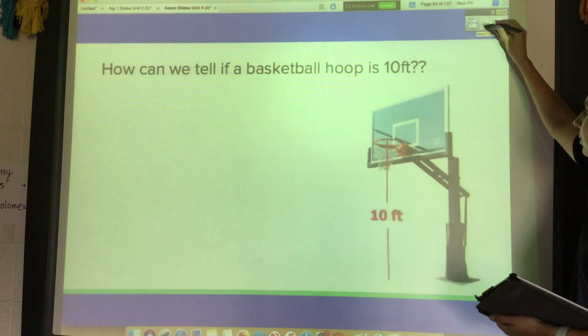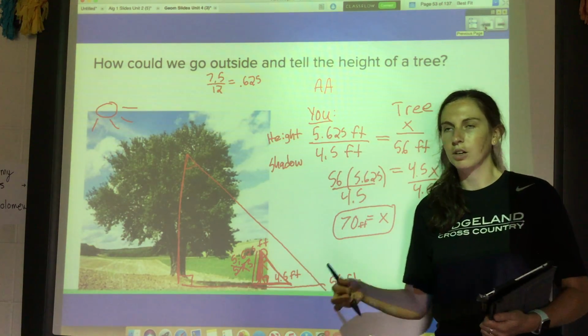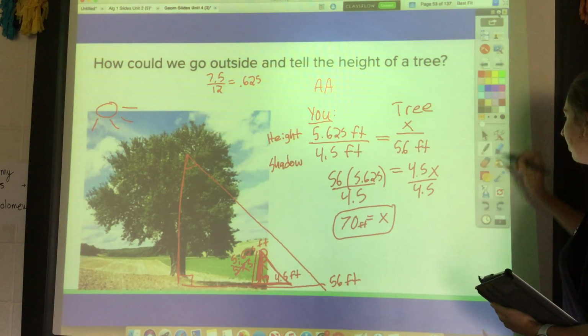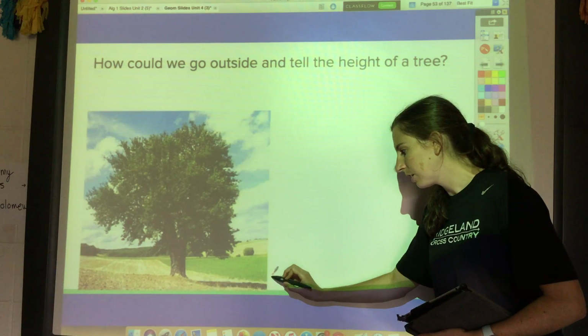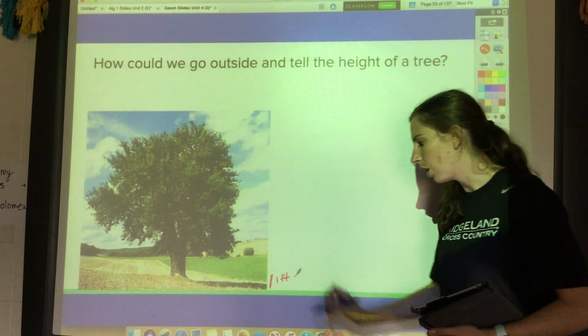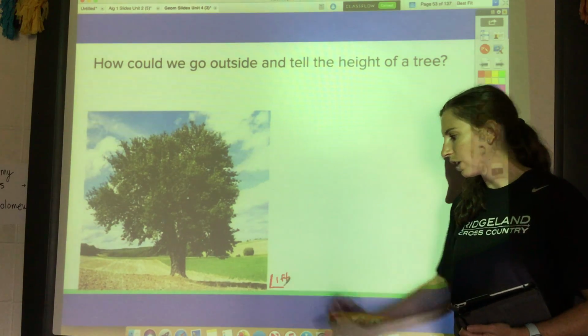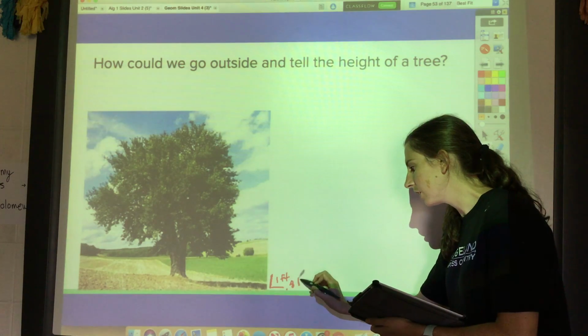Oh, another way you could do this, if you don't have somebody to help you measure your height and your shadow, one way that I've seen people do this out in the woods is put a stick in the ground. Like say I put a stick here that's 1 foot tall, and I could measure the stick's shadow. So let's say the shadow was 0.8 of a foot.